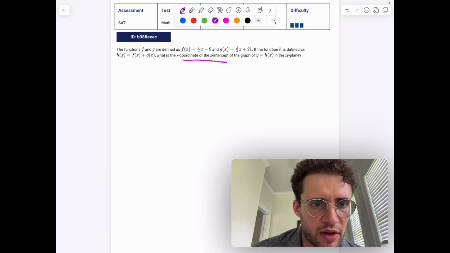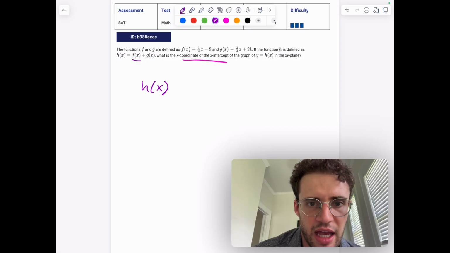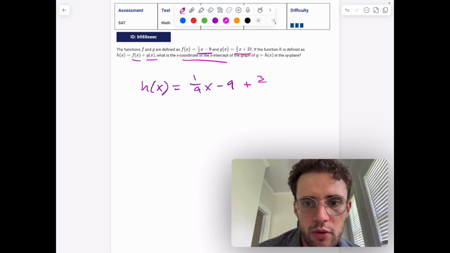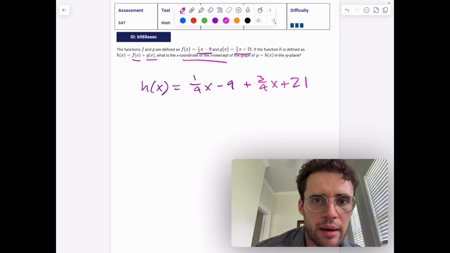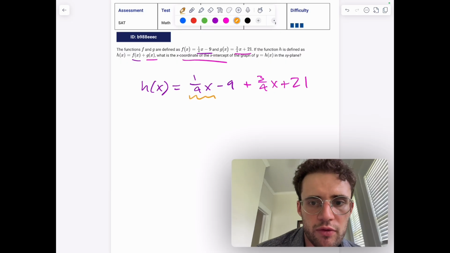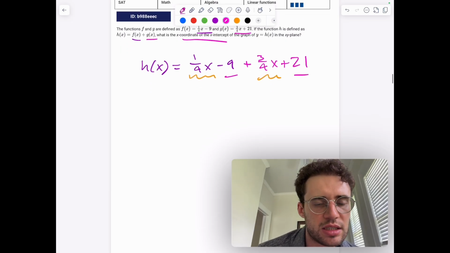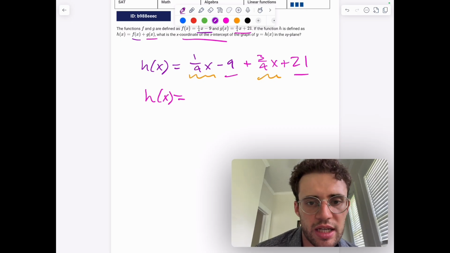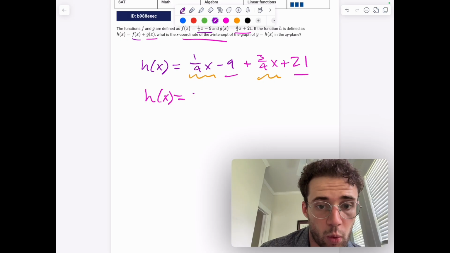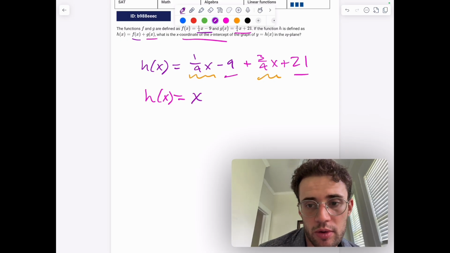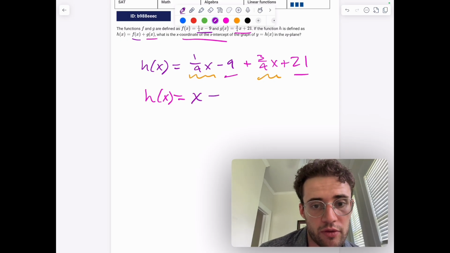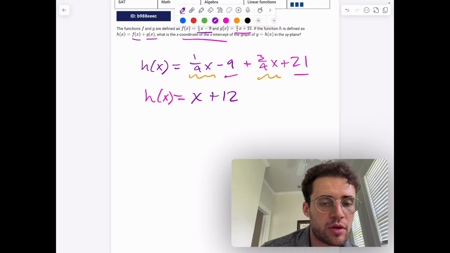So if we write out h of x is equal to, f of x is 1/4 x minus 9, and then we're adding g of x, which is 3/4 x plus 21. Now I'm going to combine the like terms here. We have 1/4 x and 3/4 x, and then we have -9 and 21 are both constants. So h of x is equal to 1/4 x and 3/4 x, that adds up to 4/4 x, so there's just 1 x. And -9 plus 21, that's 21 minus 9, which equals 12. So we get x plus 12 is h of x.